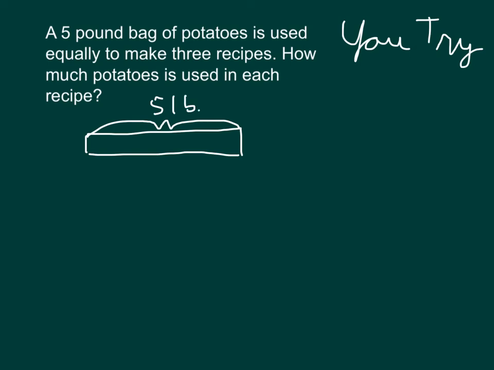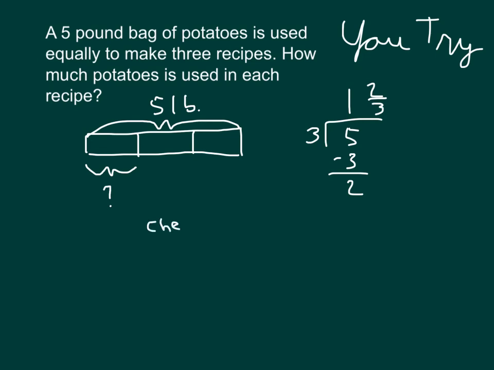And we're dividing it into 3 equal parts because there are 3 recipes that we're splitting the potatoes amongst. So that's 5 divided by 3. It goes in 1 whole time. 1 times 3 is 3, and 5 minus 3 is 2. If I was able to divide that 2, I would divide it by 3. Did you run your check?